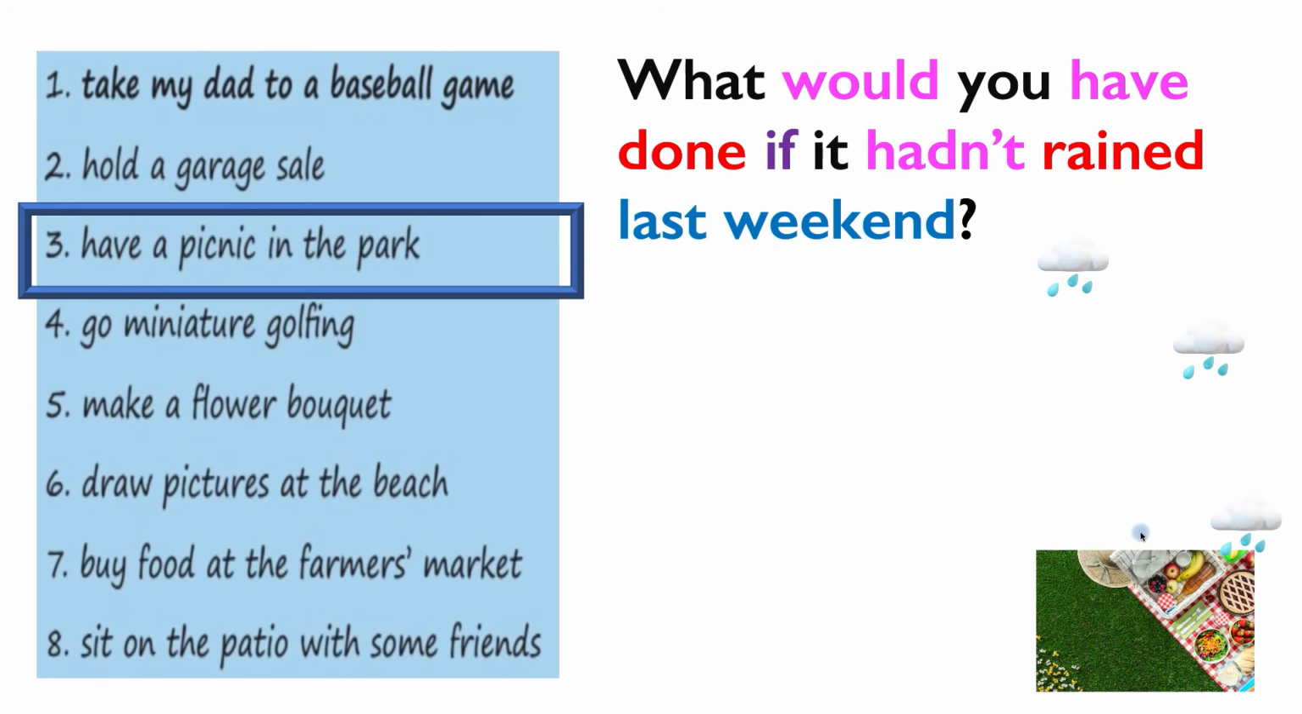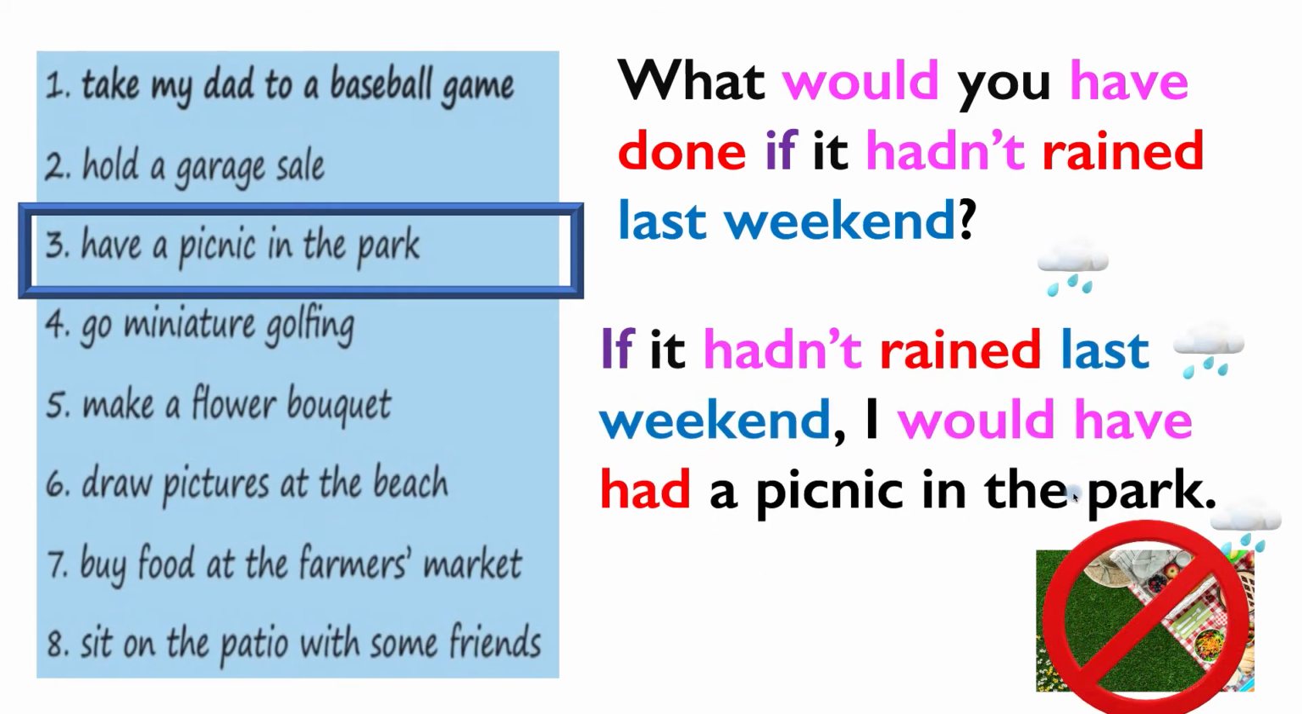What would you have done if it hadn't rained last weekend? If it hadn't rained last weekend, I would have had a picnic in the park. As you notice, have is repeated here. I would have had. They're different. The first one is the auxiliary have, which marks the perfect tense, but the second one, had, is the main verb have.